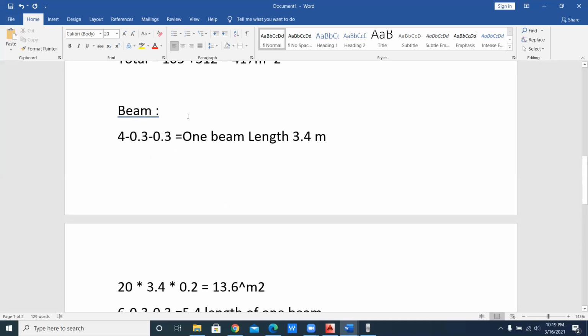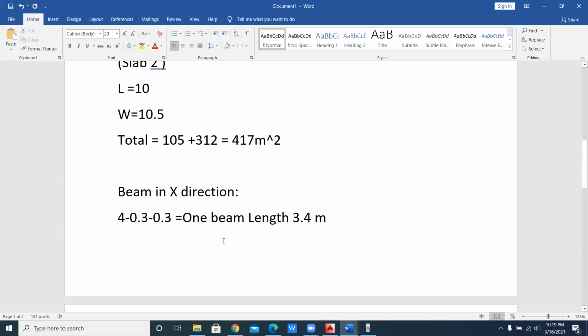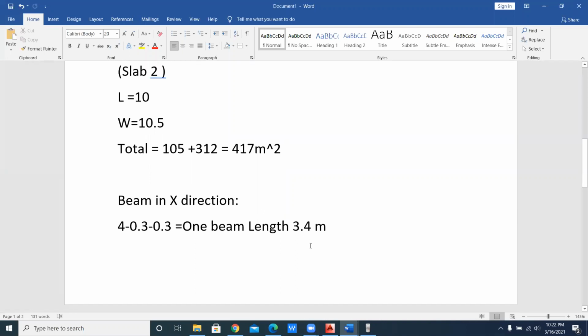Always remember that this was the beam in x direction. Whereas for the slab you can take the internal values, but try to take the whole values to cover all this. For the slab, you have to take the mid of the grid of the column. So that is one beam is 3.4. This one is your x direction.